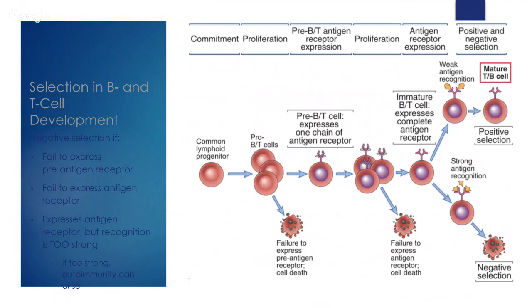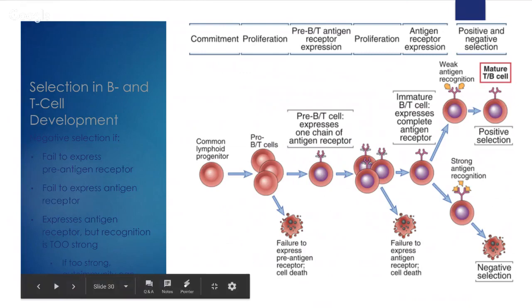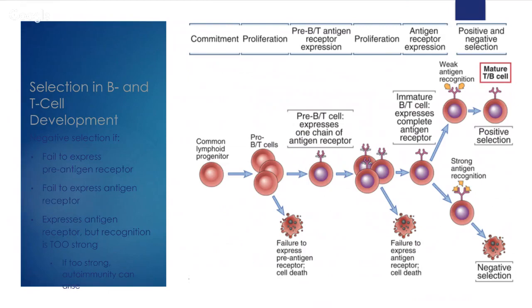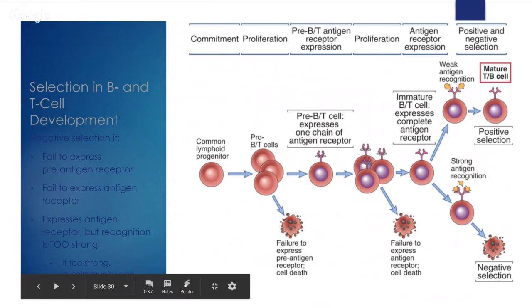So during its embryological development, you have certain receptors. The B and T cells need to express certain receptors, however, not be too active at the same time. So if you have a complete failure to express the pre-antigen receptor, the cell dies, because it won't be able to be activated in the case of an infection. However, if it has a very strong antigen recognition, we don't want that either. So we try to eliminate both ends of the extreme spectrum and go for that mid-level weak antigen recognition.